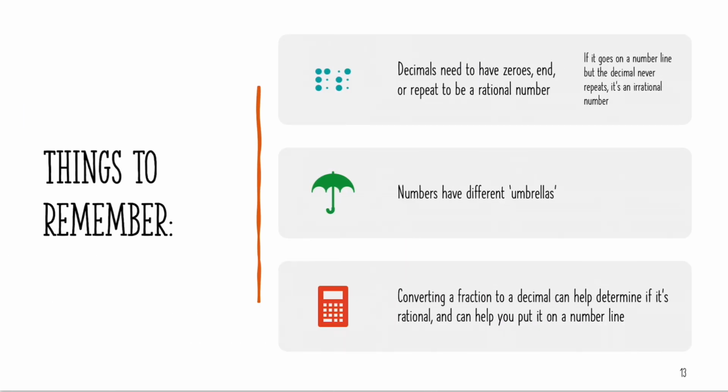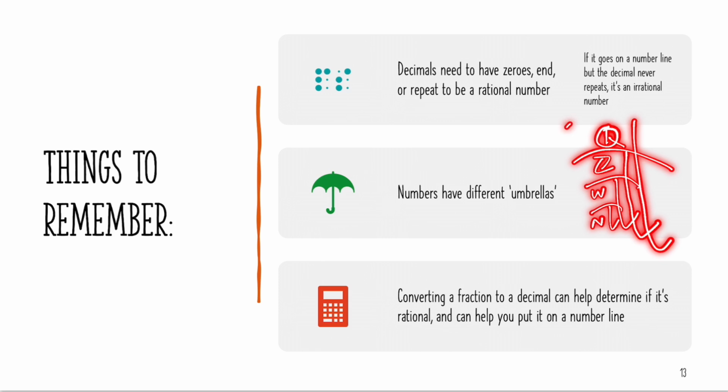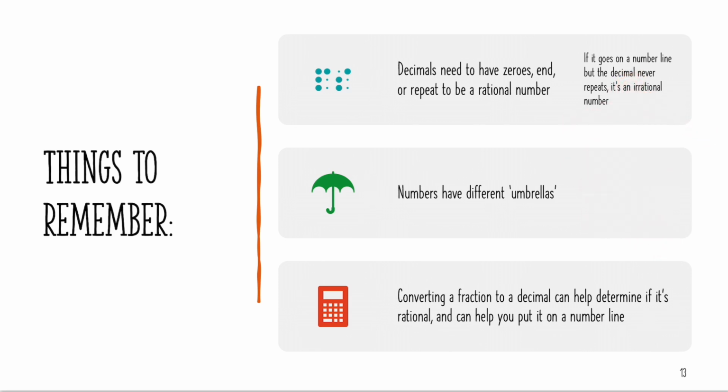So from this video, things to remember: decimals need to have zeros and or repeat in order to be a rational number. If it doesn't fulfill those qualifications as a decimal, like it doesn't repeat and it goes on forever, then it's an irrational number. Numbers have different umbrellas. So like natural numbers are under the umbrella of the whole numbers, which are under the umbrella of integers. I don't know why they choose to make that a Z, but it is. And then it's under the umbrella of rational numbers, which is under the umbrella of real numbers. And it just keeps on going.